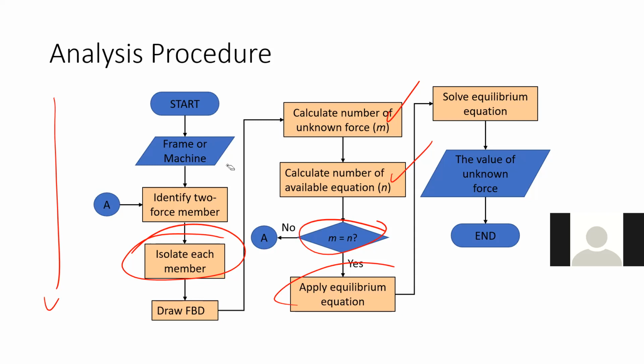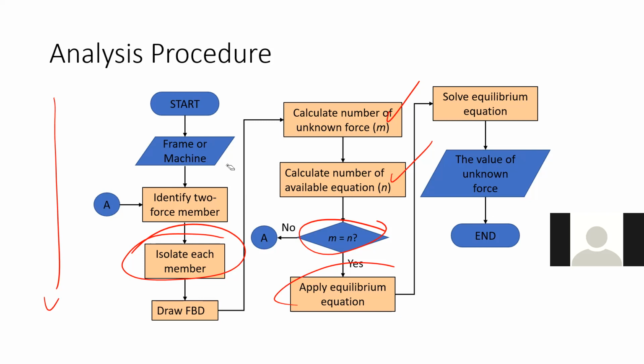Identify the two force member, replace the two force member with a force representing the member, okay? Then the remaining multi-force members, try to isolate them one by one, okay? Create one free body diagram for each remaining multi-force member. So if you have two or three remaining multi-force members like that, you have to create two or three free body diagrams, each representing a remaining multi-force member.